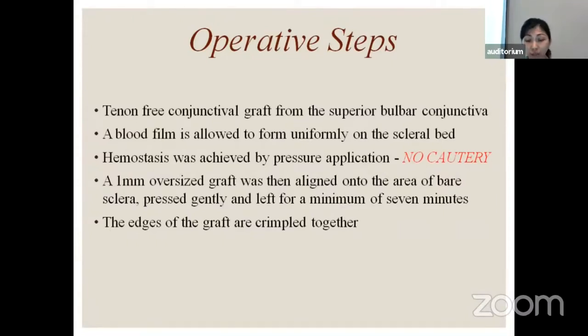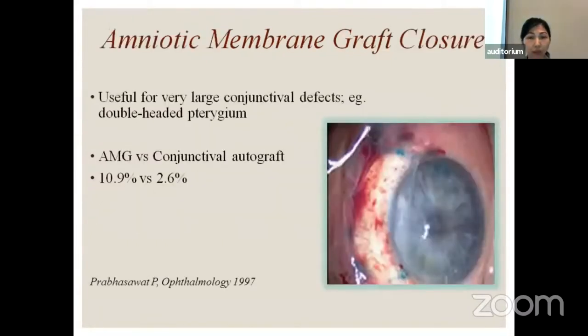Try not to cauterize because you need the bleeder. So when the pterygium is way too big, and you know that you do not have enough autograft, or do not have enough area, then you probably want to think about using amniotic membrane graft. Especially, let's say it is a double-headed pterygium, you want to cover the whole area with AMT.